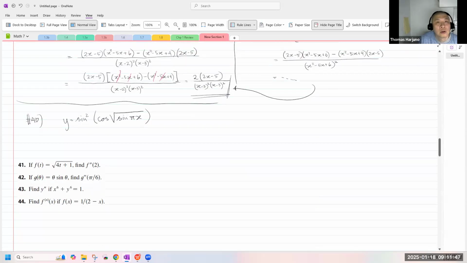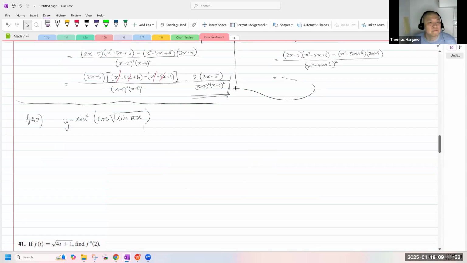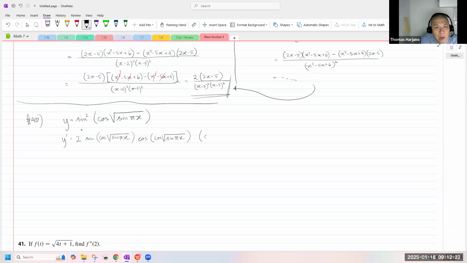Okay, so I copy the question right. More space, please. So what is the derivative? So this is sine squared, right? So the derivative of sine squared is 2 sine cosine of blah, right? Times the derivative of the blah.